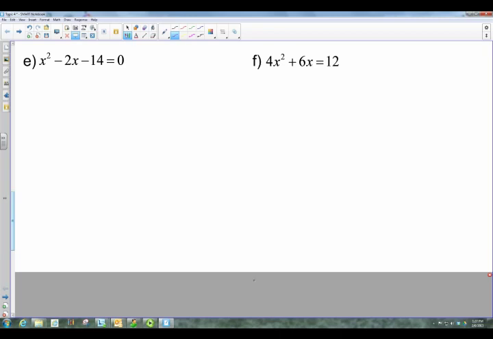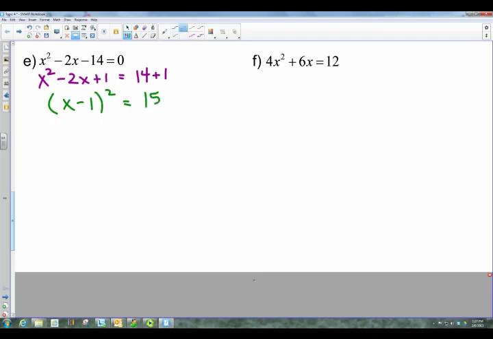Okay, so hopefully you guys had plenty of time to work through these. Let's see how you guys did. So, you move your c to the other side first. You get 1/2, or x squared minus 2x equals 14. So add 14 to both sides. Take half of b. Half of this 2 is 1. 1 squared is 1. So I'm adding 1 to both sides. Okay, then I factor. This is 1/2 of b, so it's x minus 1 squared equals 15.